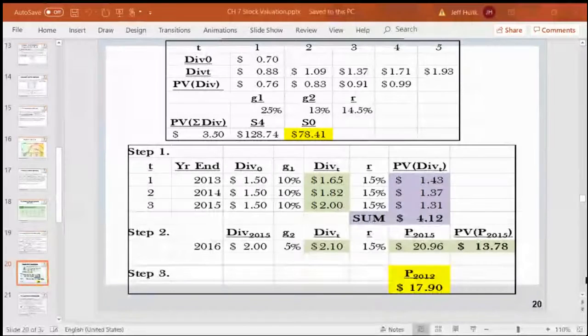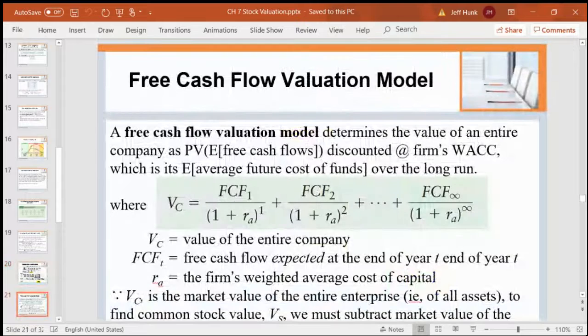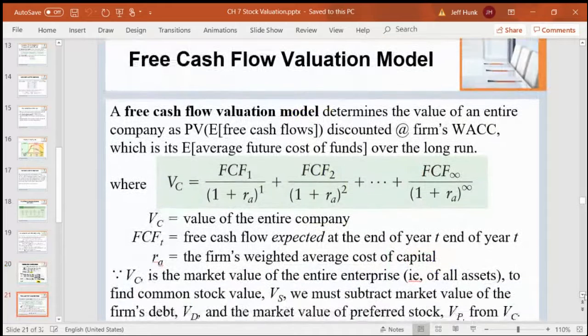All right, here it is. So this is the third model, right? Remember, stock valuation models, there are four models. This is the third model, the variable growth model. Then what is the fourth model? The fourth model is called the free cash flow model.